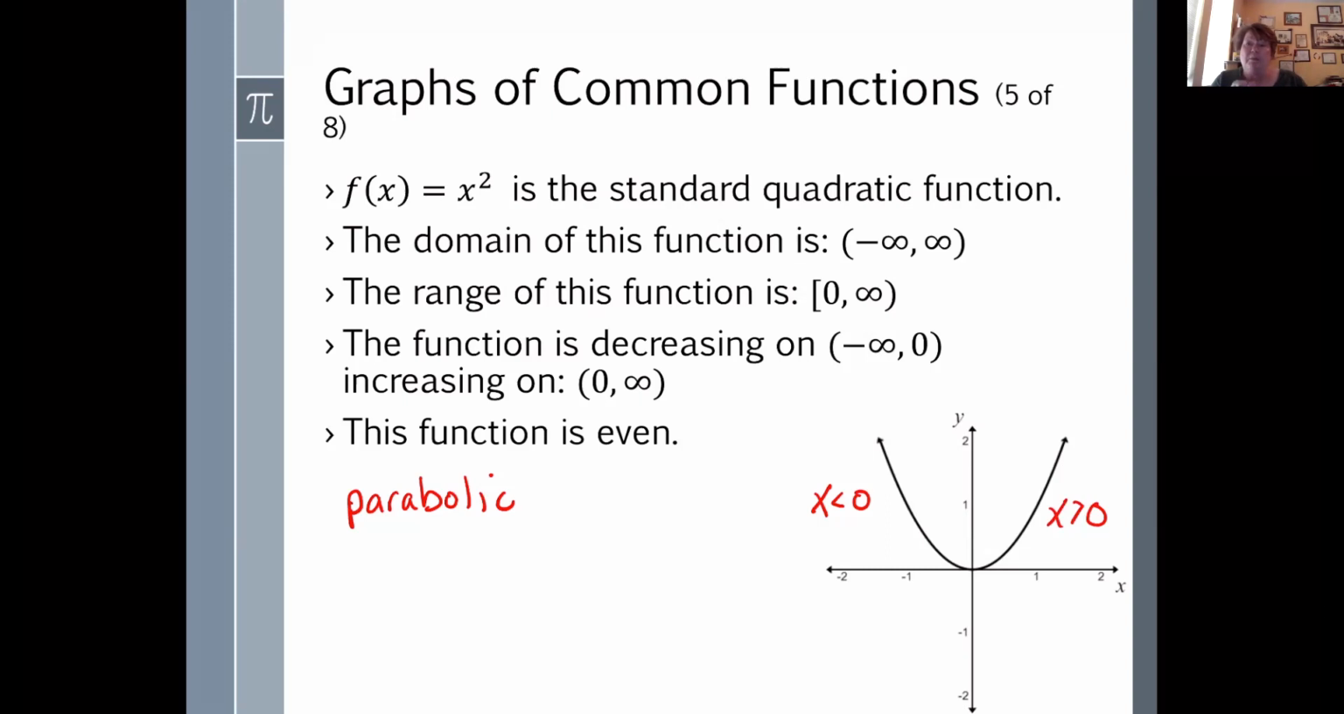So it's increasing to the right of that minima. It's decreasing because it's falling from left to right. When we're left of 0, the graph is going down. We hit 0 and it starts going back up. So it's decreasing from negative infinity to 0, and it's increasing from 0 to infinity.